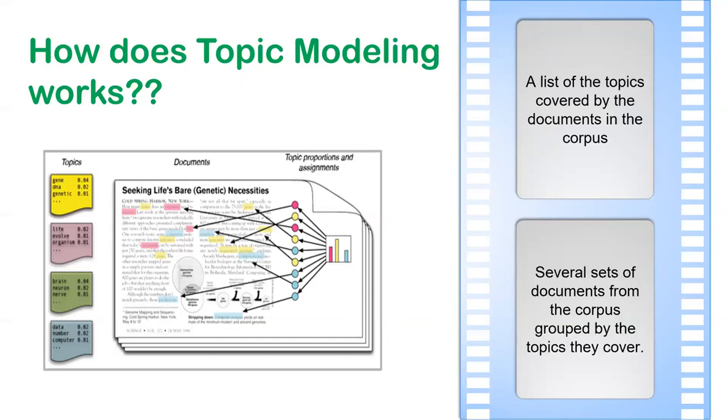Next, at the right side, you see the process of topic modeling. It is the process of dividing a corpus of documents into topics. Here, the corpus is nothing but the collection of similar documents, or documents belonging to the same group. First of all, it makes a list of topics covered by the documents of that corpus. Then it groups the documents of the corpus into the topics they cover.